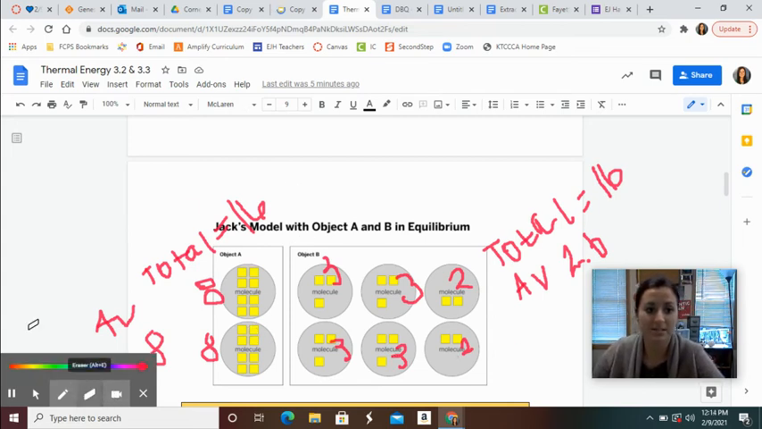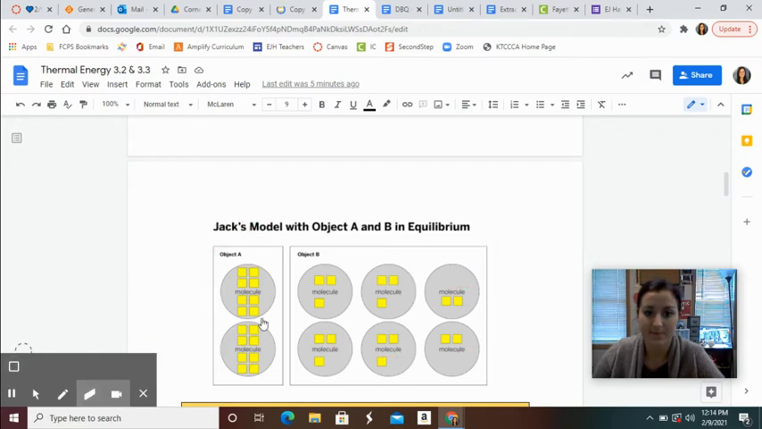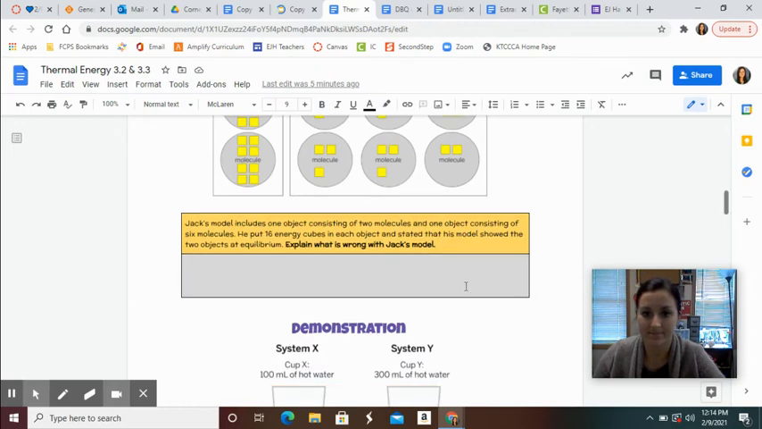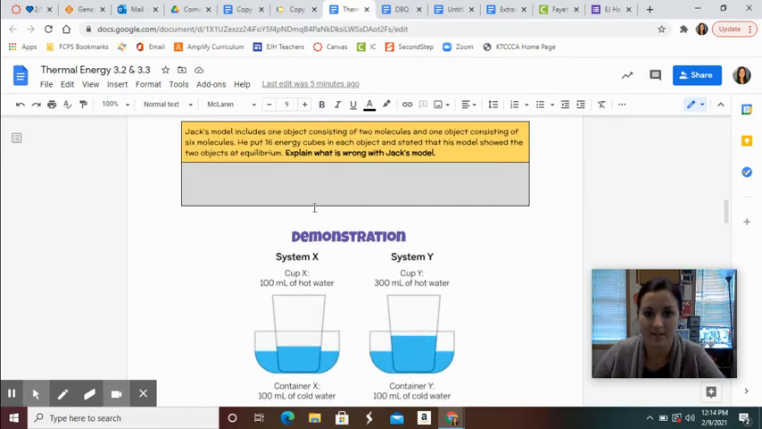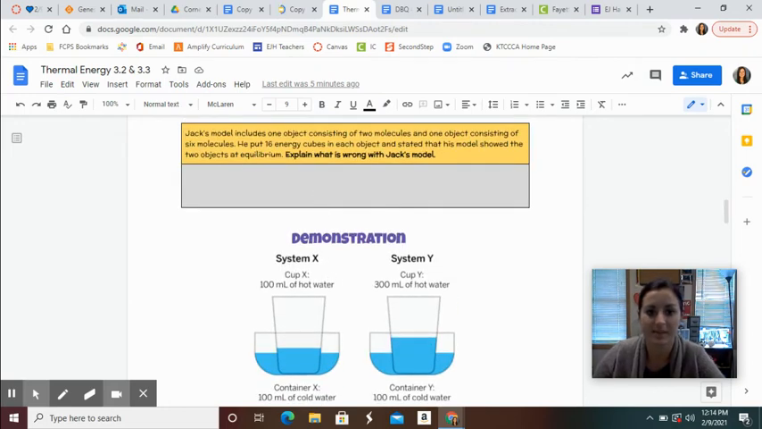So what I want you to tell me is why Jack is wrong. Why is this not in equilibrium? And you'll tell me in this box right here.